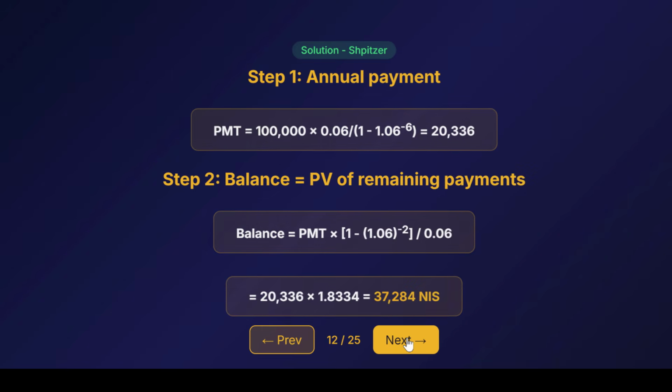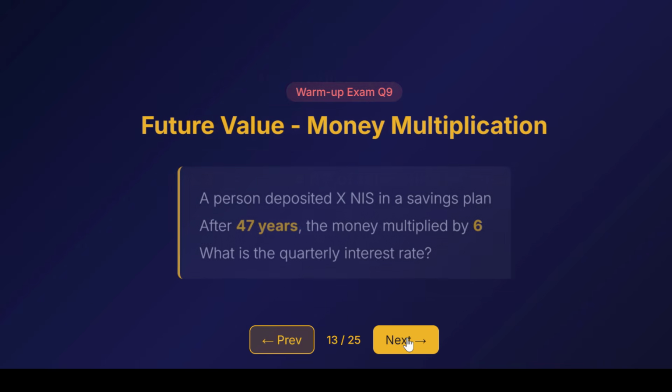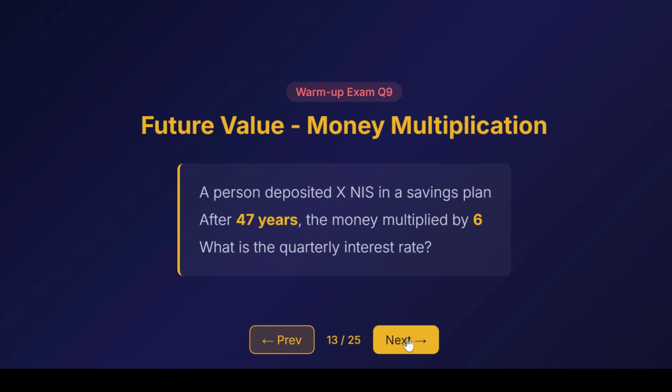Topic 7. Non-standard perpetuity. A project pays 40 shekels every 2 years, forever, with a monthly interest rate of 2%. First, convert the monthly rate to a 2-year rate, which is 60.84%. Then apply the perpetuity formula to get a present value of 65.74 shekels.